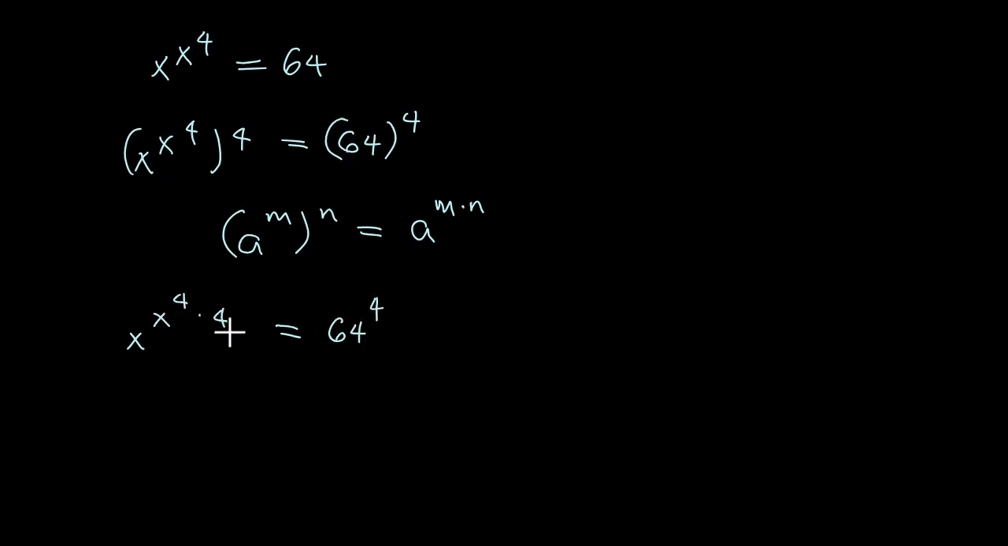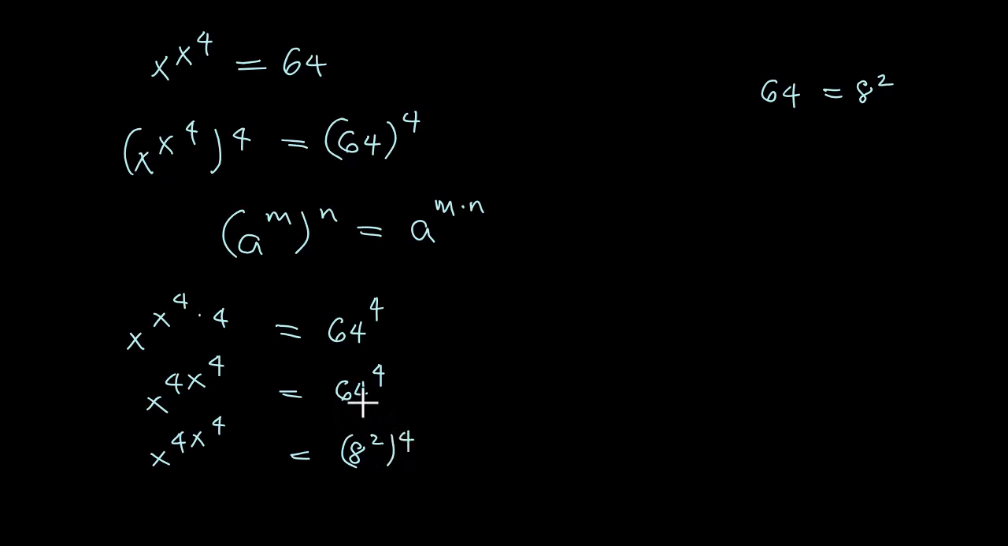Now x raised to power 4 times 4 is x raised to power 4 x raised to power 4, which is equal to 64 raised to power 4. Now 64 itself can be expressed as 8 raised to power 2, meaning that here x raised to power 4 x raised to power 4 is equal to 64 being 8 raised to power 2 now, and then now raised to power 4.